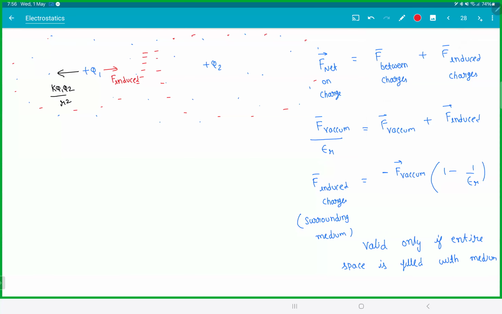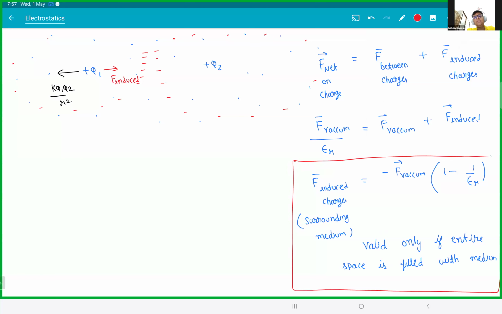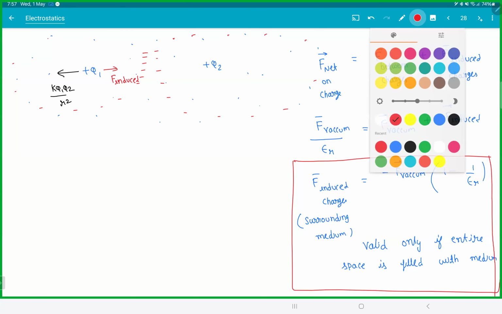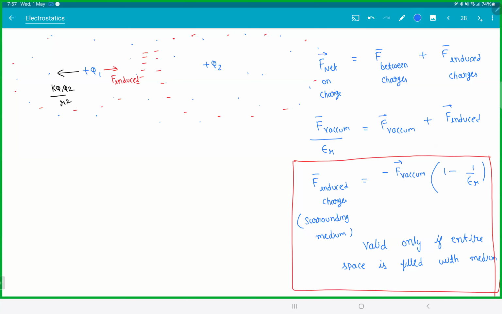Quite a useful one. How does this not work if only a little region is filled with medium? Charges won't be uniform, meaning you won't get the same distribution, isn't it? In this case, the plus charge is at infinity. If you have a finite medium, the plus charge will come in. Whole thing gets messed up.